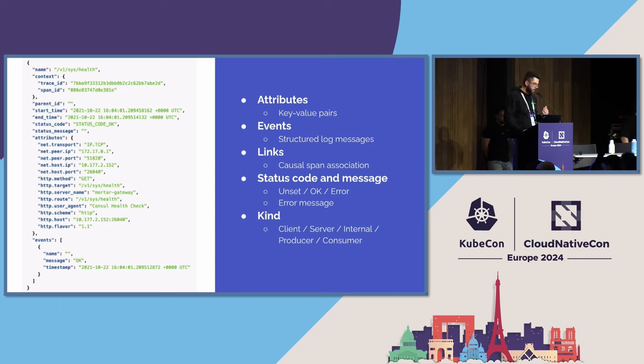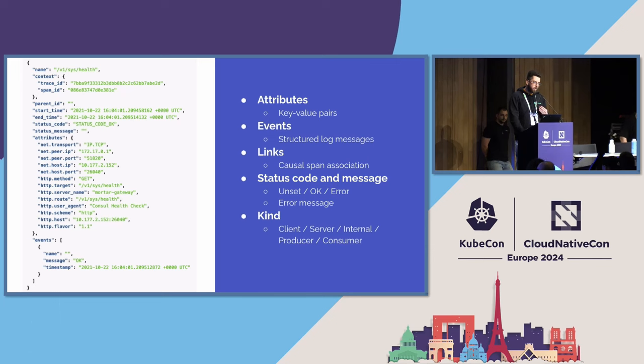We have also events that are structured log messages, so these represent certain events that happen during the operation that the span represents, are related to the span, and happen at a certain point in time during the operation that we're tracking. Links, I was mentioning previously, so we had an example for that. There's also status code and a message which informs us about whether the operation ended successfully.